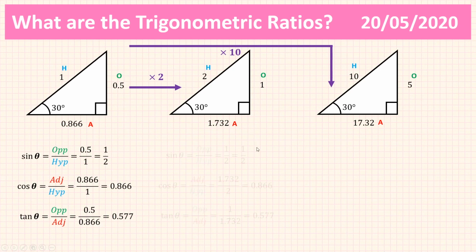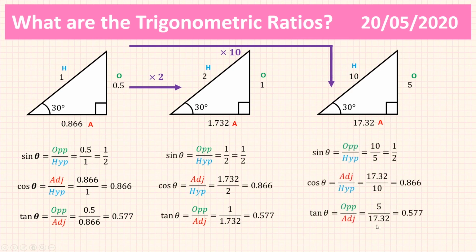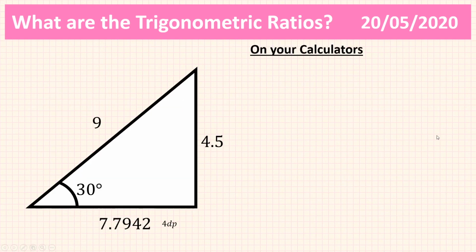And we can check the second one. The calculations are still the same. We can check the third one. The calculations are still the same. So regardless of how big or small the triangle is, the angles are what controls the ratios sine, cosine, and tangent. Now, we can use this information to check if a triangle is right angled or not, because we know what the value should be.